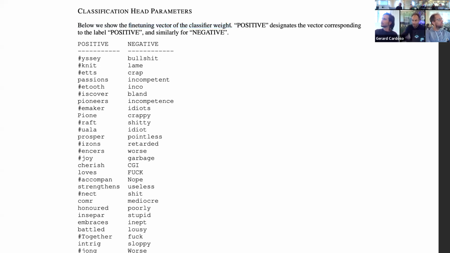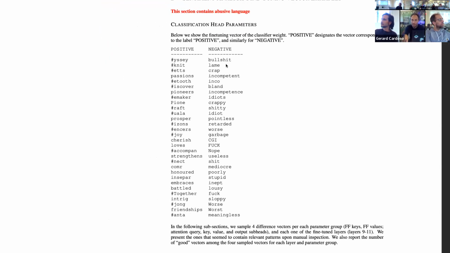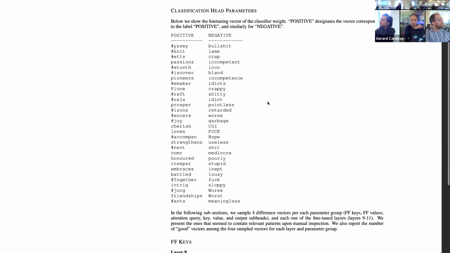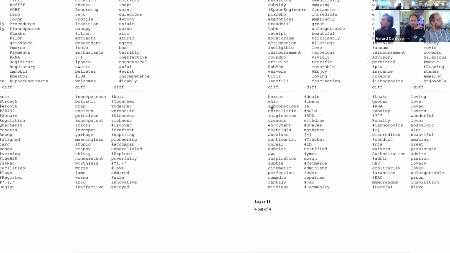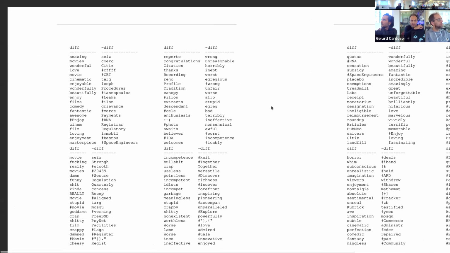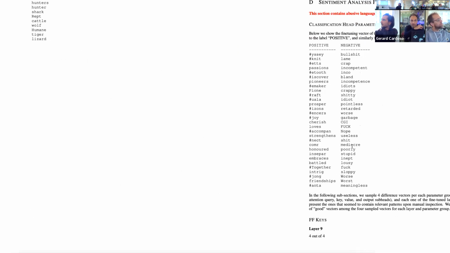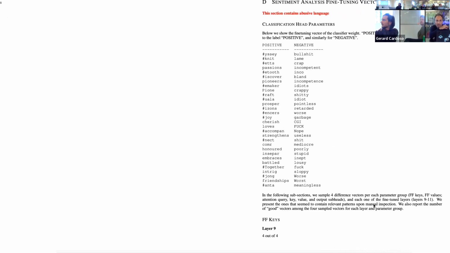So that's the extra one that they use. The fine-tuning means after pre-train, right? There's a pre-train embedding, and then for fine-tuning they get a new embedding vector. Yeah, so they take that. And then they do the same thing, but they look at the different fine-tuned layers. And they present the ones that seem to contain relevant patterns.